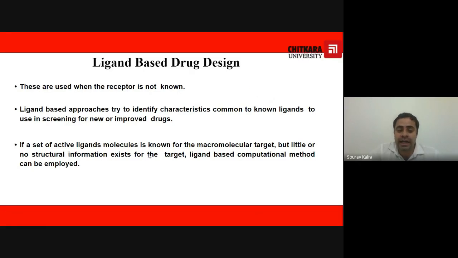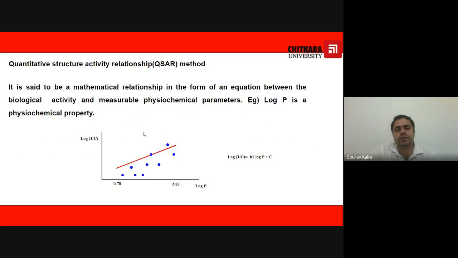So in that active set of molecules, we can use a ligand based computational method. If I have 13 molecules that are active against some target, I can bring out the common features from those 13 ligands, and I will make an equation: activity is equal to feature 1 plus feature 2 plus a constant and so on. So activity is equal to the variable features present in these 13 compounds. This is the mathematical equation for the QSAR method.